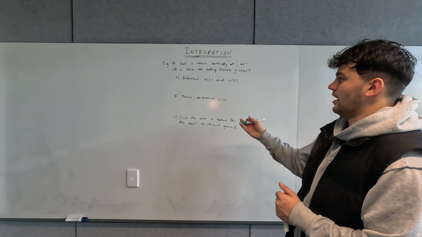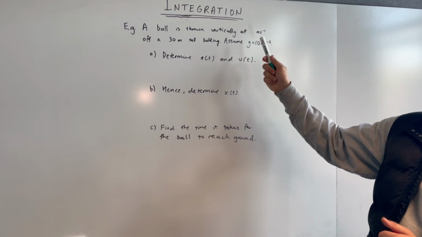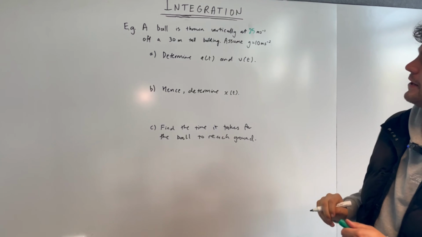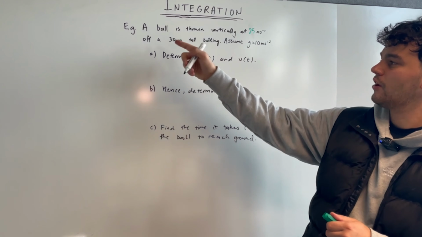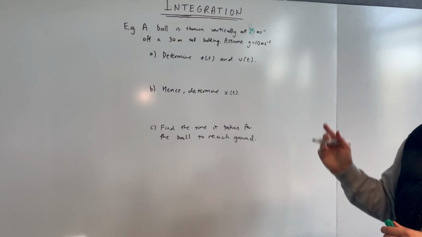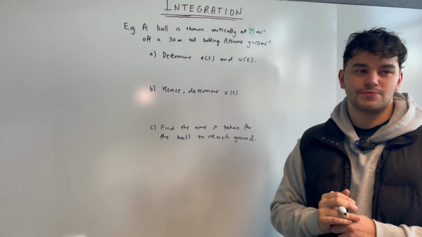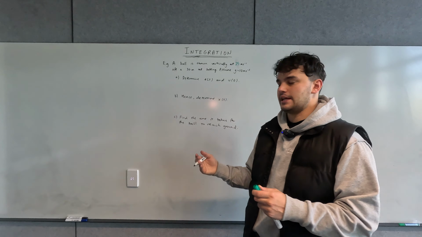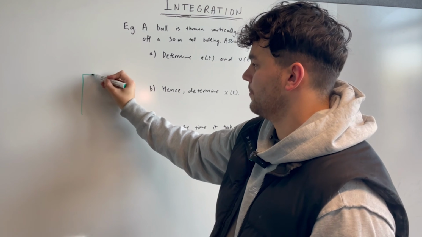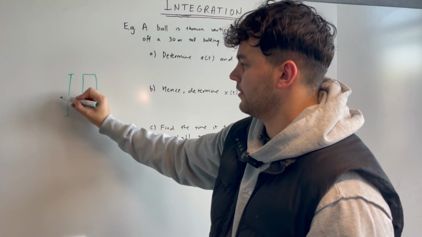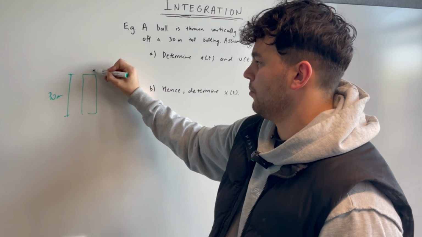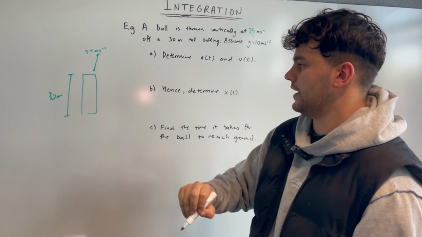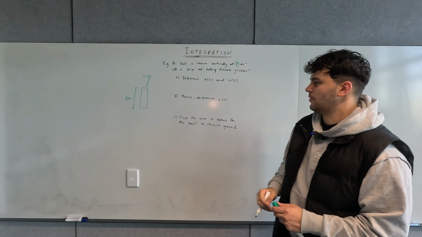Now, in this pretty basic example, we have a ball thrown vertically at, I've kept it blank, should be 25 meters per second, off a 30 meter tall building, and assume that gravity is 10 meters per second squared. So in this case, what we should do is illustrate what's actually happening. I'm going to draw the building here. This building is 30 meters tall. The ball is thrown vertically at 25 meters per second. Okay, and gravity is 10 meters per second squared.